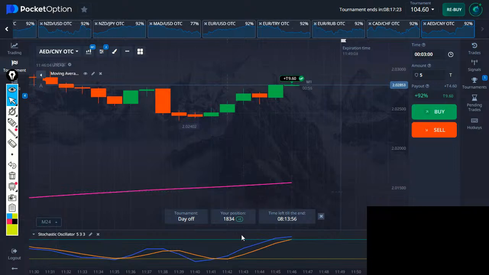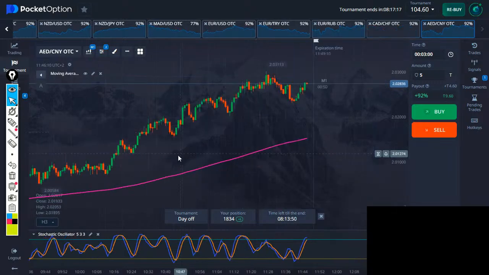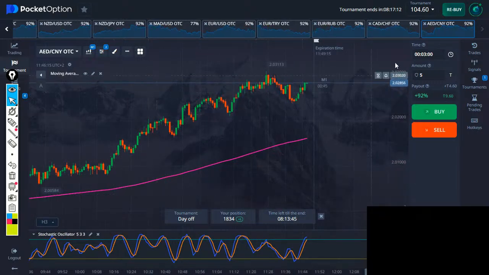And that's our first win of the day. Beautiful trade. Exceptional. This is a typical setup. This is what you should be looking for. So let's find something else.